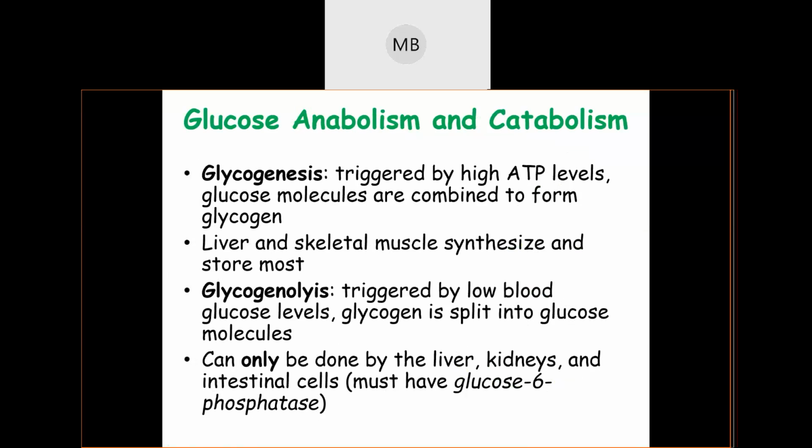When you have too much sugar in your bloodstream, though, that starts something called glycogenesis, which is then going to start combining glucose molecules again to form something called glycogen. Your liver and skeletal muscle fibers are going to synthesize and store the most glycogen, right? Glycogen has a backbone of fatty acid chains, because you can have up to 3 of them attached to each glycogen, right?